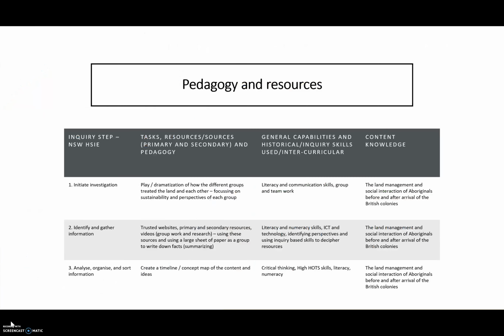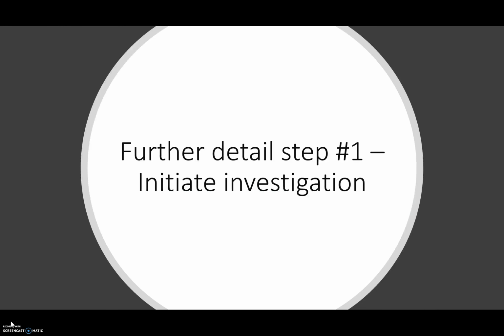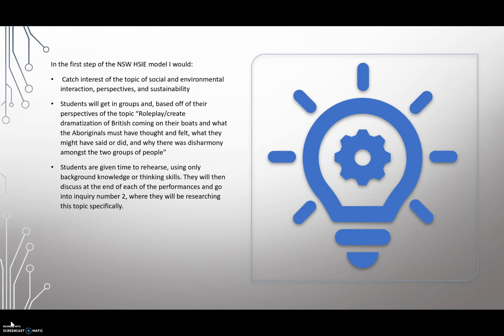Here I have a table of that HSIE inquiry resource, and just running through a few different tasks and capabilities and intercurricular skills and content knowledge that they would need for each stage. And same again with the 4 to 7 stages there. But I will just focus on step 1 initially, so that's initiate investigation.